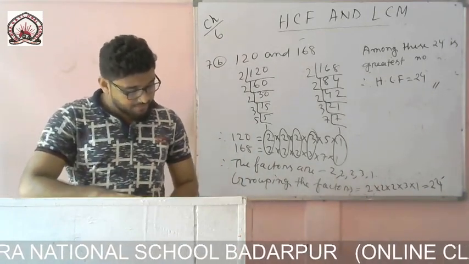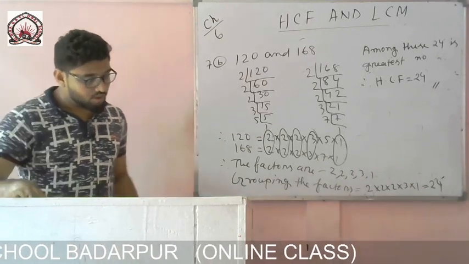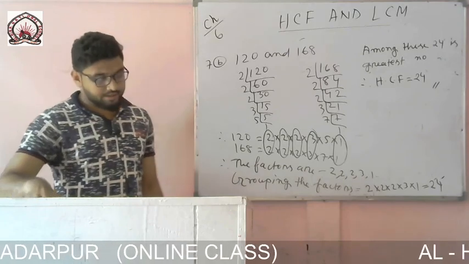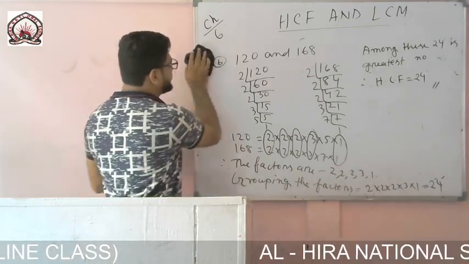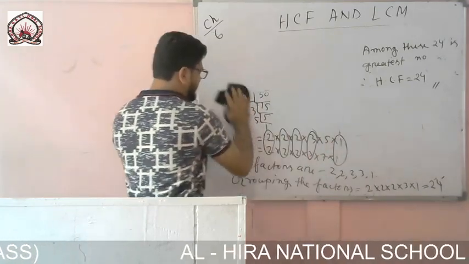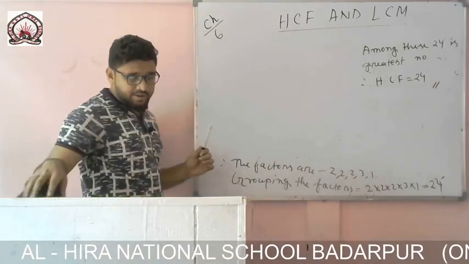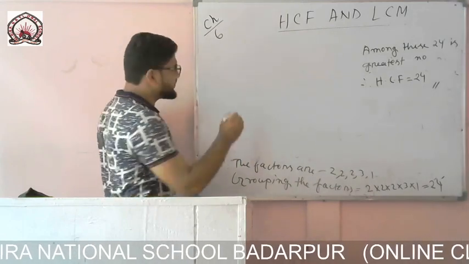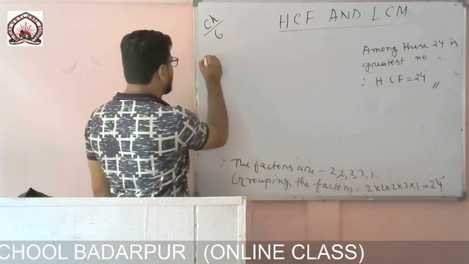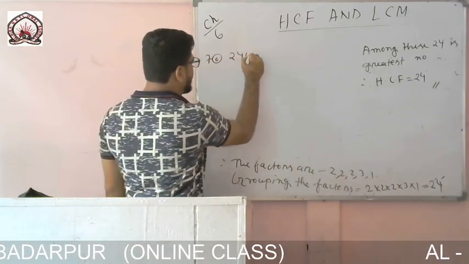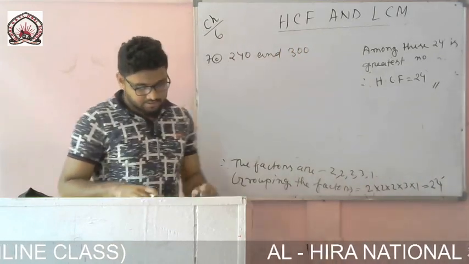Now come to question number C. Okay. 240 and 300. 240 and 300. 240 and what? 300.